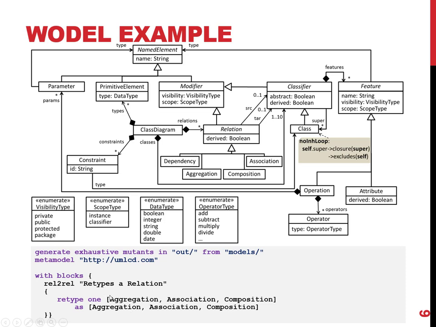The second part of the Wodel program corresponds to the mutation operators that are going to be applied. In this case, we have included only one mutation operator, which retypes a relation that can be of type aggregation, association, or composition by a relation of a different type.